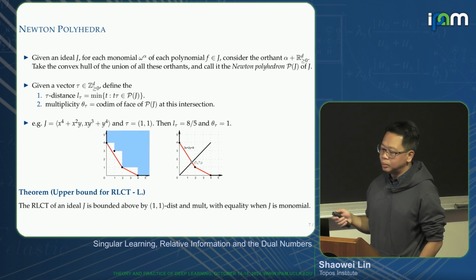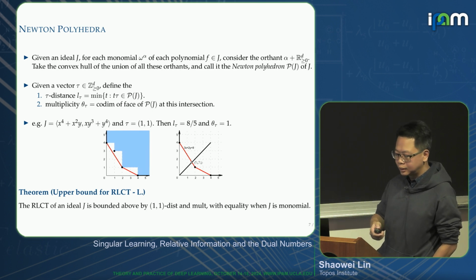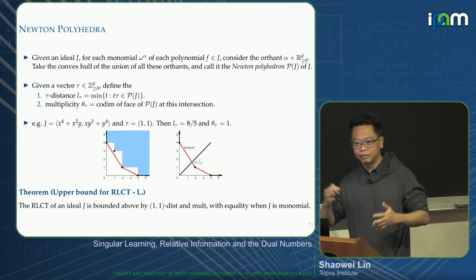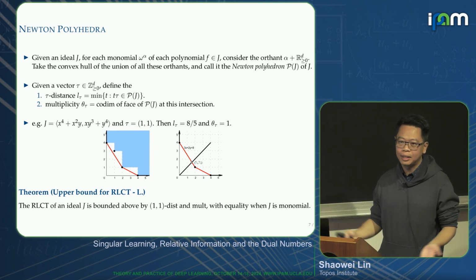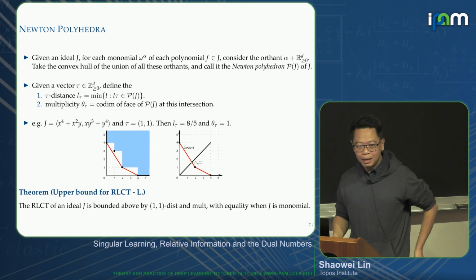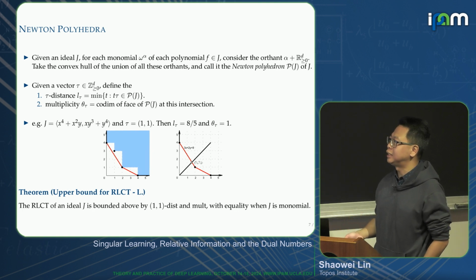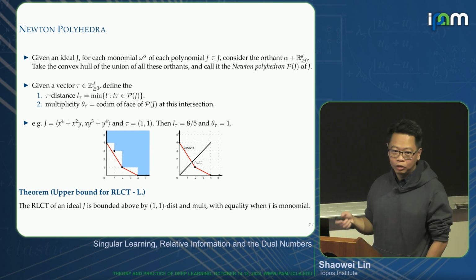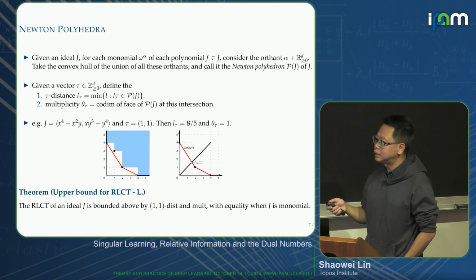So for instance, computing the RLCT of an ideal sometimes requires quite a bit of work, like trying to resolve the singularities of an ideal. And if you're in a rush for time and you only have like 10 minutes before you have to do a presentation to everyone about singular learning theory, then what you could do is take the ideal and generate the Newton polyhedra. And this is how you do that.